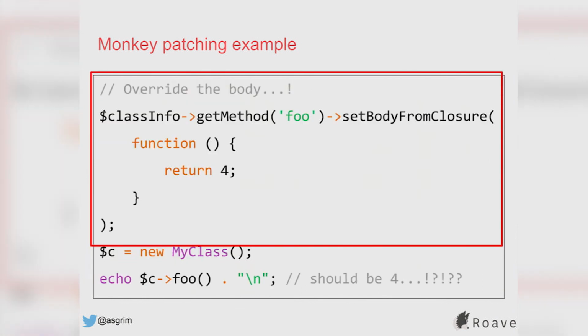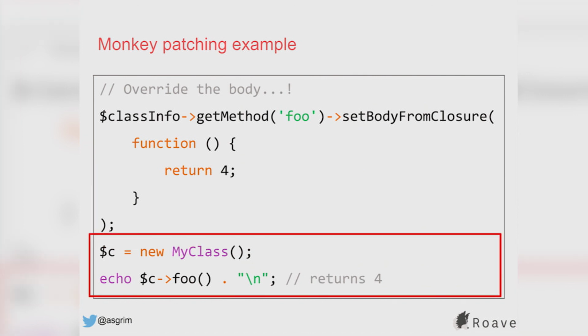And now we use this method, setBody from closure. Also exists setBody from string, setBody from AST, so you could pass it a load of PHP Parser format AST nodes. And as the example suggests, we're overriding the actual body of that function with our own function. So then when we execute it, it will return 4 instead of 5. Ooh, that's kind of fun.